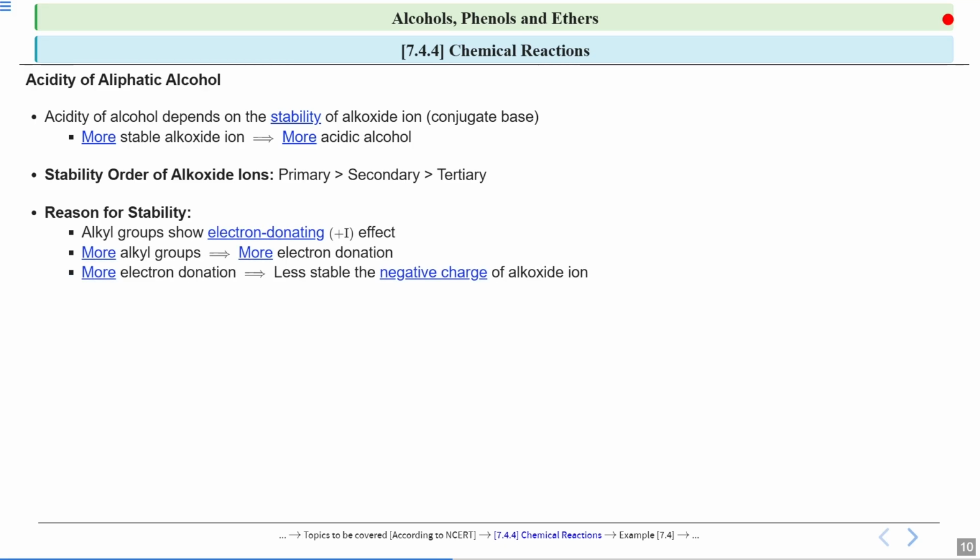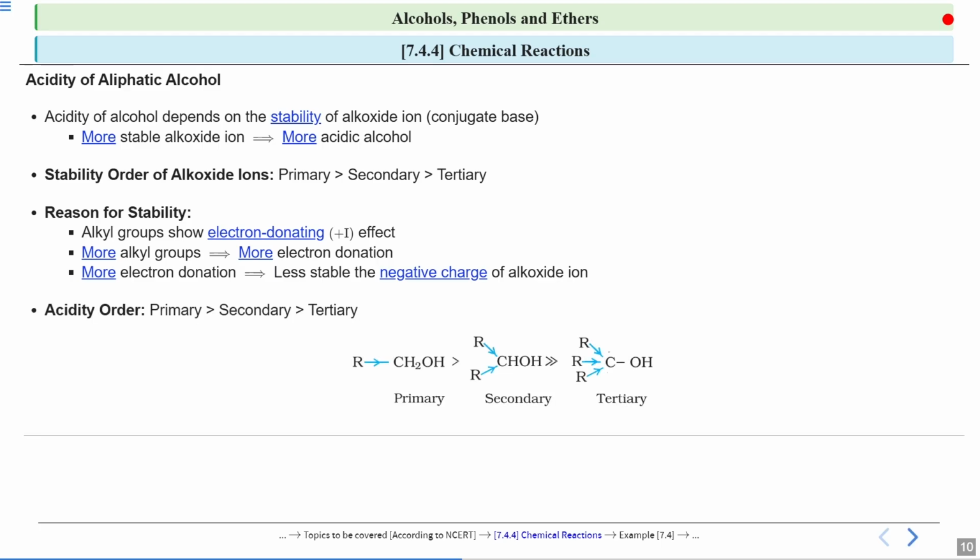Now we will understand this reason for stability one by one. Look at this. This is your primary alcohol, this is a secondary alcohol, and this is a tertiary alcohol. Primary because the carbon to which your OH group is attached is further connected to one carbon atom only. Secondary because it is further connected to two carbon atoms. And tertiary, because it is further connected to three carbon atoms. So primary, secondary, and tertiary.